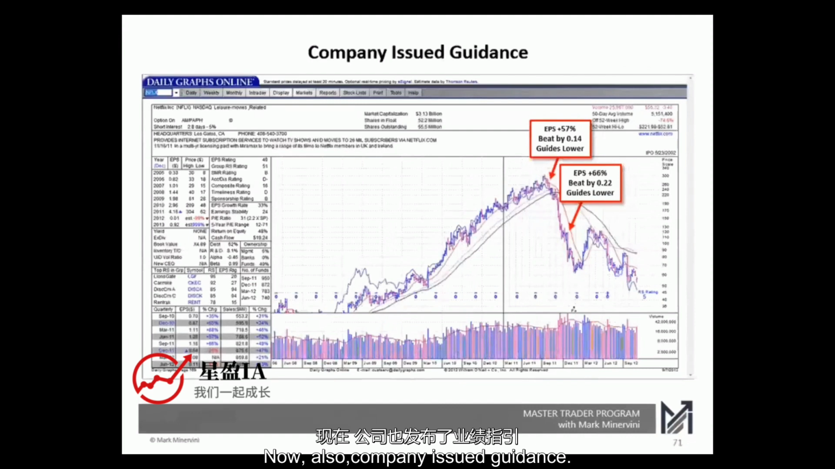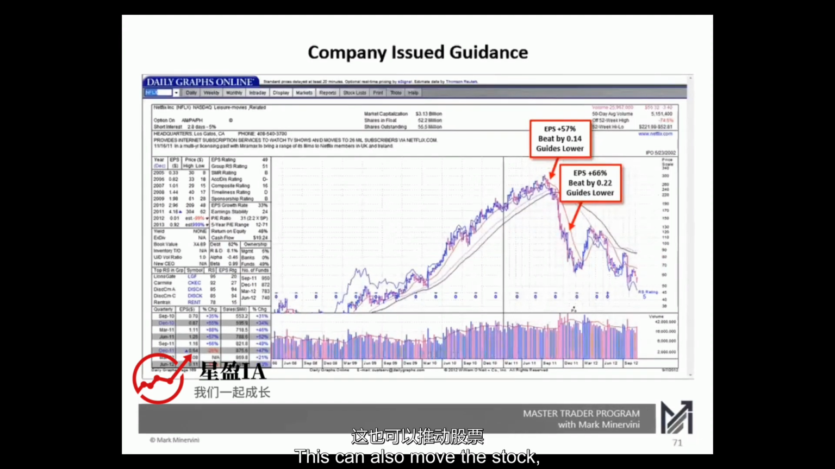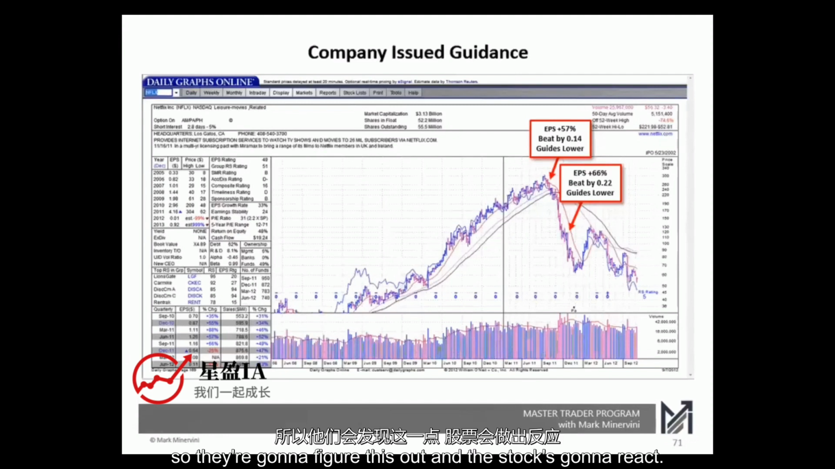Now, also, if the company issued guidance, this can also act like earnings. Companies will come out and pre-announce and give guidance, and this can also move the stock, and you might even get a good earnings report. A lot of times a company will do this. They'll wait when there's a great earnings report, right? They'll have a good report, and then they'll give the bad news with the good news. This is never going to trick Wall Street. So they're going to figure this out, and the stock's going to react.